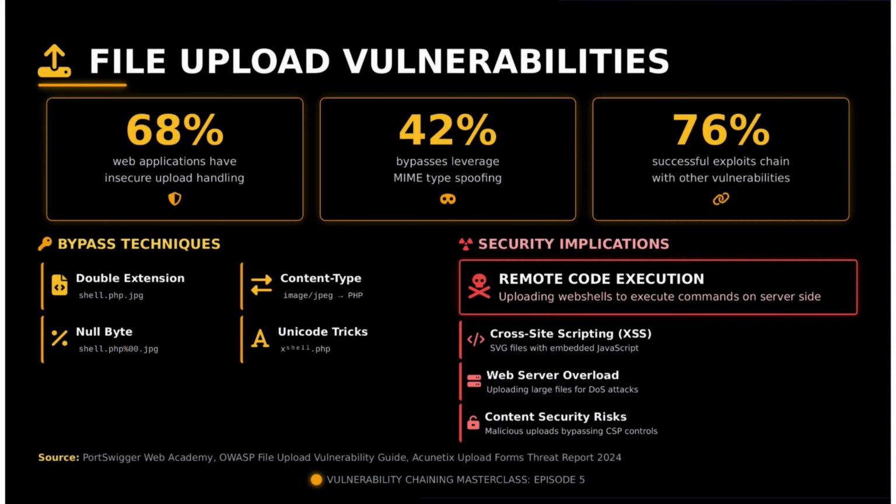Now layer 2, file uploads. Most websites let you upload profile pictures, resumes, reports, but 68% handle uploads insecurely. Attackers exploit this by renaming a malicious script to shell.php.jpg or spoofing the content type. Once uploaded, that innocent image might actually be a PHP shell. With one browser request, the attacker runs system commands. This turns a simple feature into a direct doorway for remote code execution.